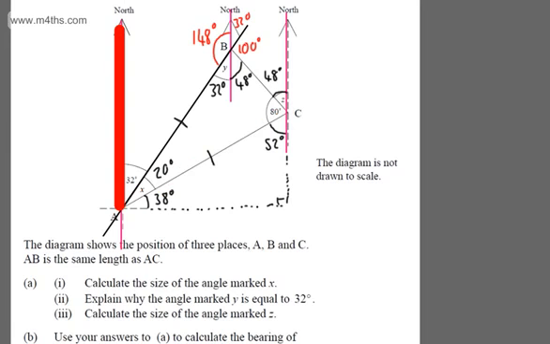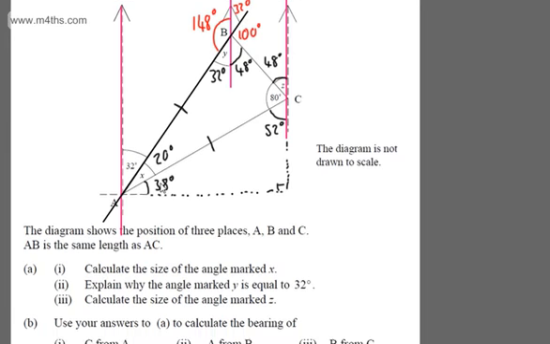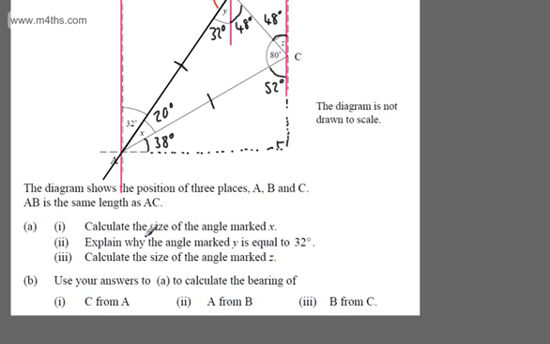So all that is now is simply the x plus the 32. So what we can state, if we just write this one down, is a total of 52 degrees. So as a bearing, 052 degrees.